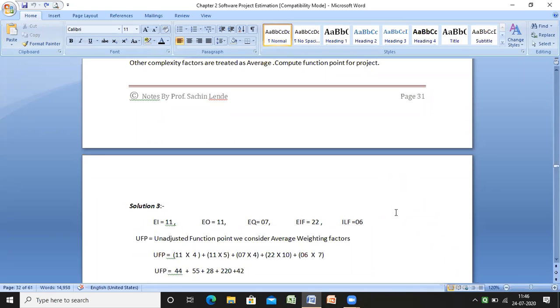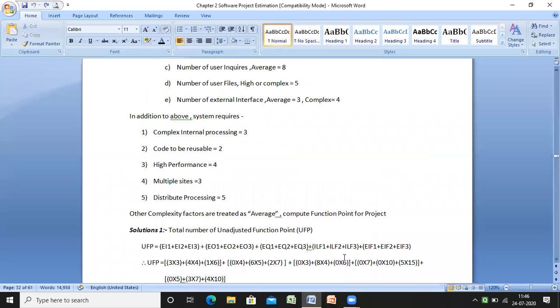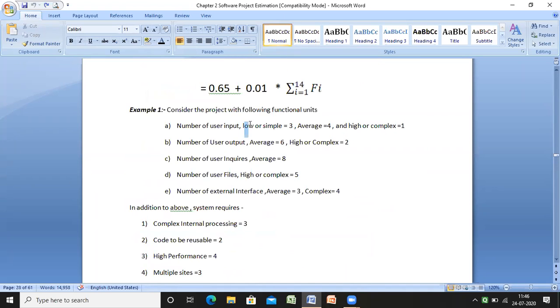Just like in the first example, we mentioned everything over there. If you look at the first example one more time, they have mentioned low, average, high. Over here they mentioned average, again high. They mentioned average for the number of inquiries, high and complex for interface files. For the external interface, they mentioned average and complex. So unless and until they mention anything, I'm going to use every parameter or functional unit as average.